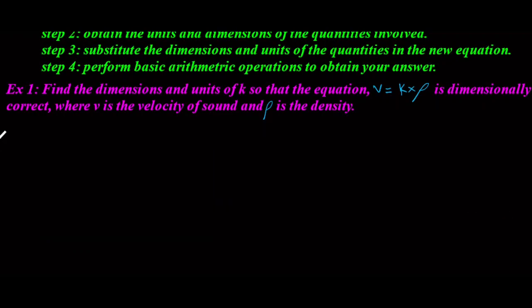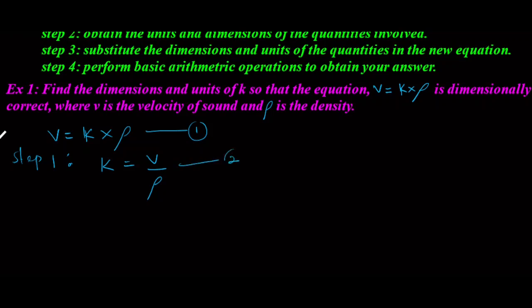Yeah, so here we are. Let's try to solve this question. Find the dimensions and units of K so that the equation V equals K times the square root of pressure over density is dimensionally correct, where V is the velocity of sound and rho is the density. We are going to be using these 4 steps to solve the question. Let's write our equation. The equation says V is equal to K times density, equation 1. Step 1 says that we should make our constant the subject of the formula. So let's make K the subject of the formula. That means we will divide through by density. So K is going to be equal to velocity over density.